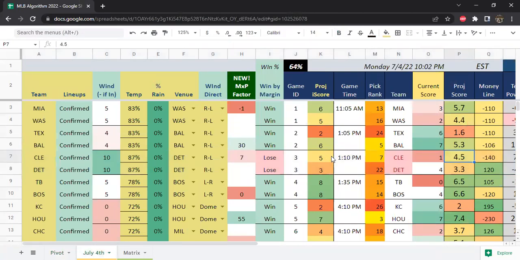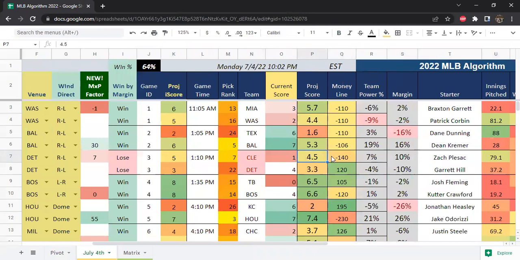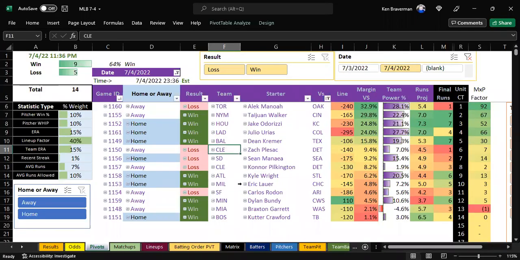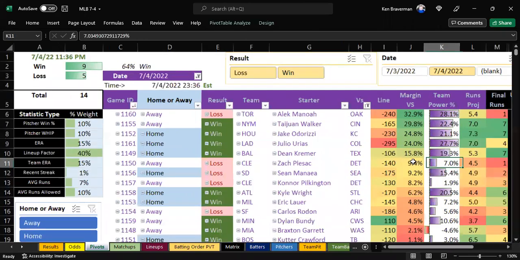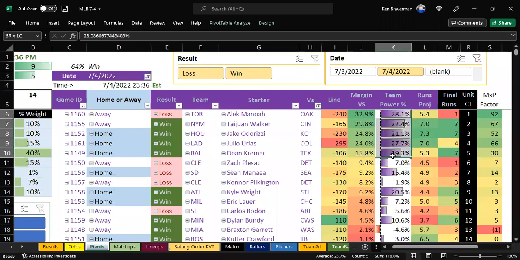I kept seeing stuff like Cleveland being favored to beat Detroit, but having a really low team power percentage. And so when you look at that, you see Cleveland here and Cleveland here, and their power percentages are really low in this power percentage column. You can see it's only 7 right here, and the other ones are bigger.